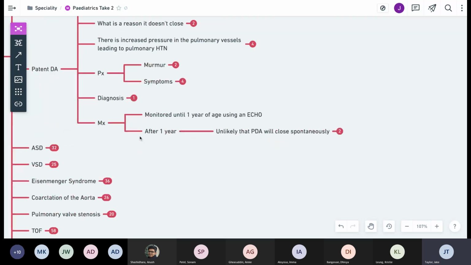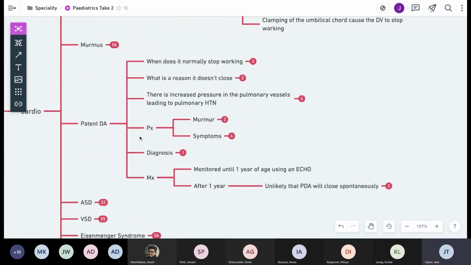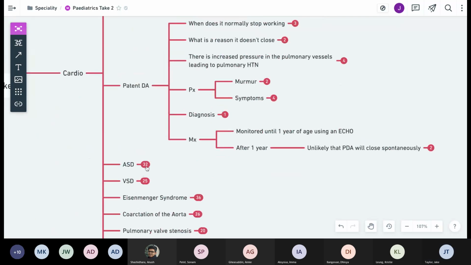Okay, so let's go down to ASD. So the foramen ovale.